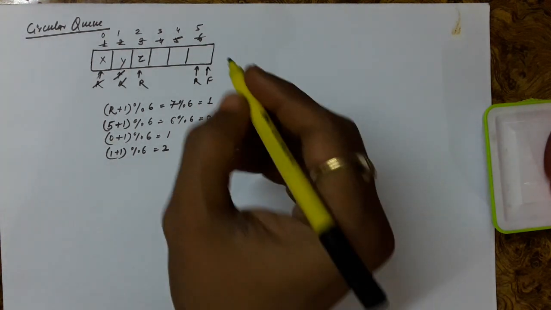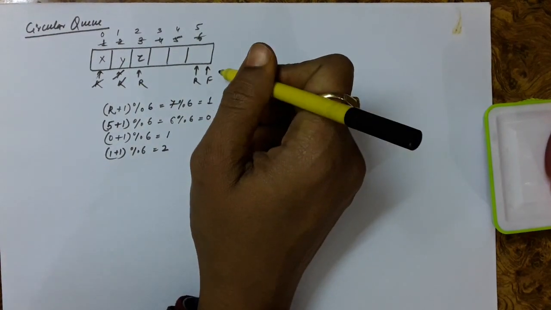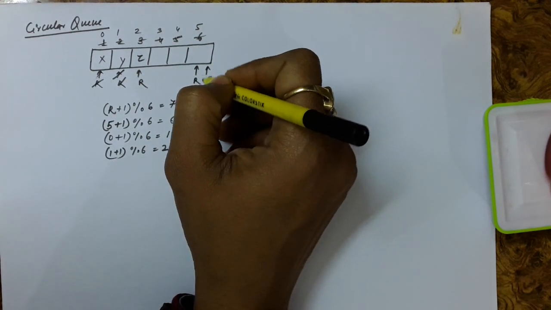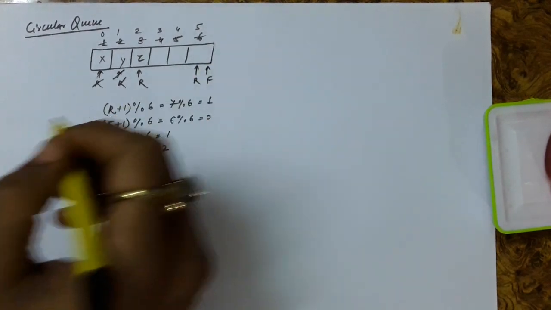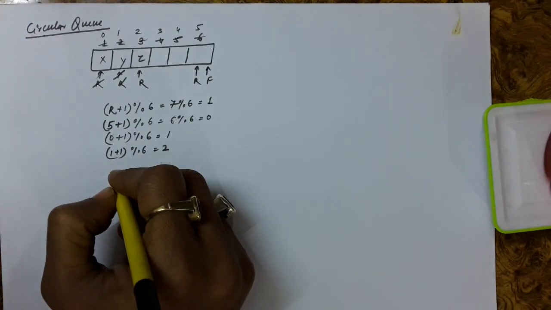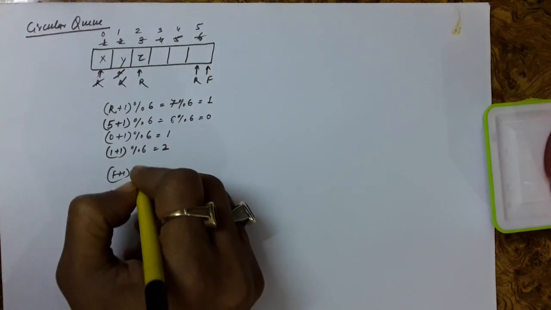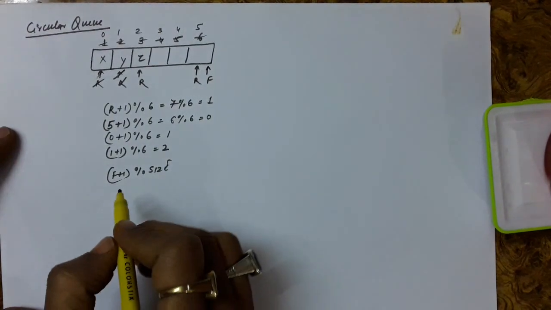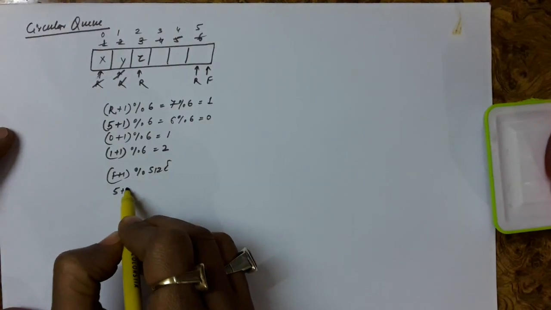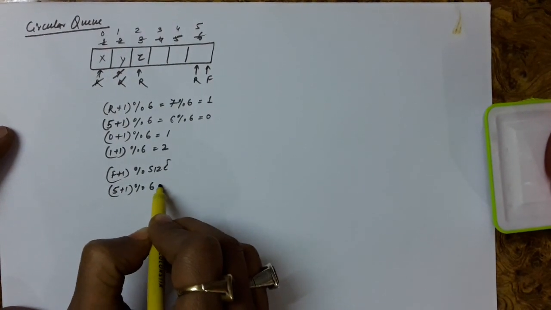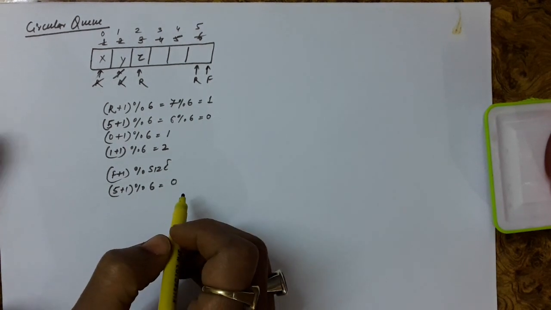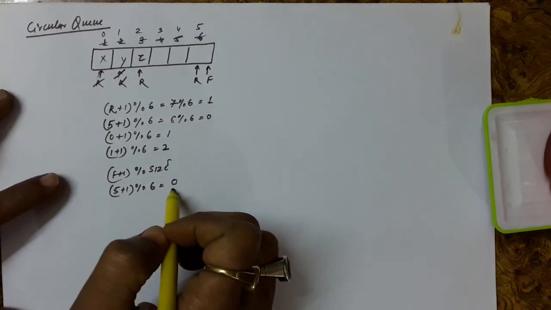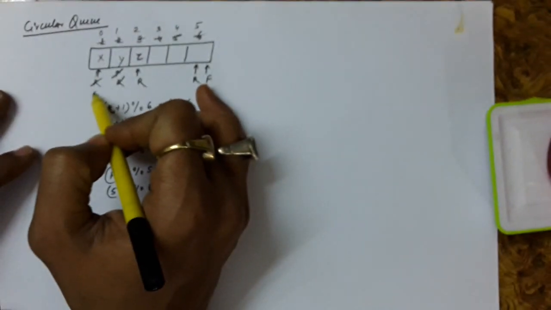Now suppose you have to remove an element. The removal process is also the same. For removing an element, you update the front. How will you update the front? Front plus 1 mod size is the formula for updating the front. Front is at 5, plus 1 mod size means 6 mod 6, which is 0. So now at the 0 position, you can remove an element. Front comes here and you can remove an element.